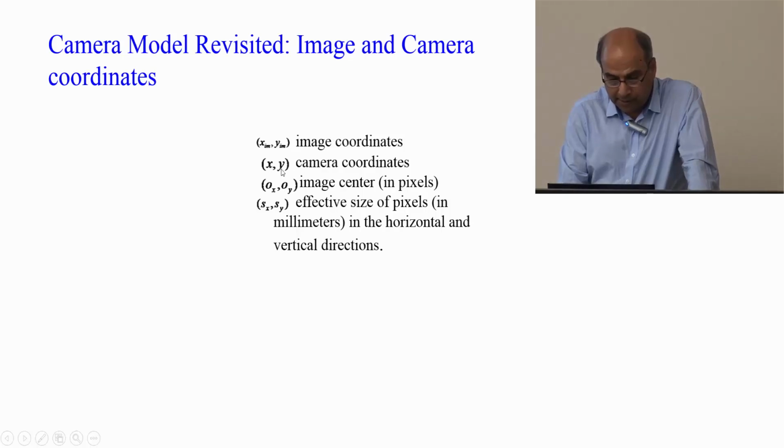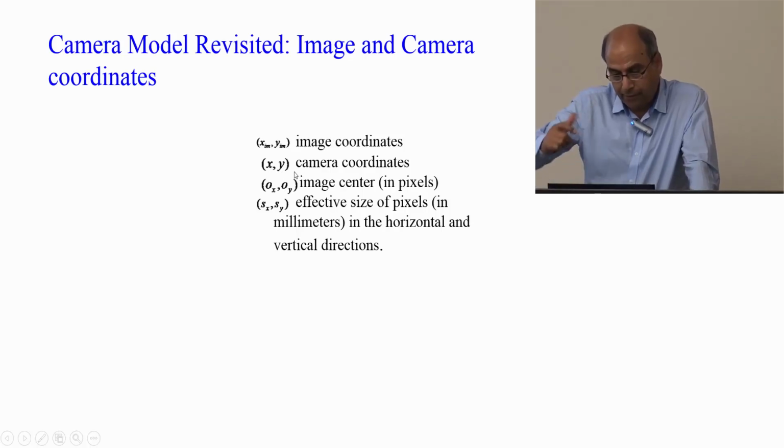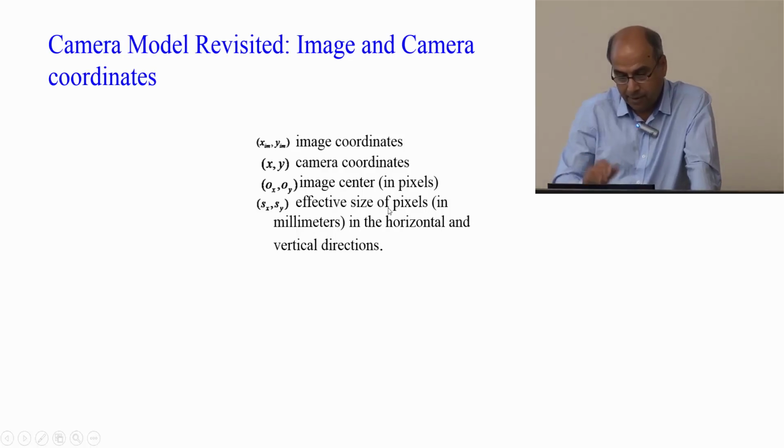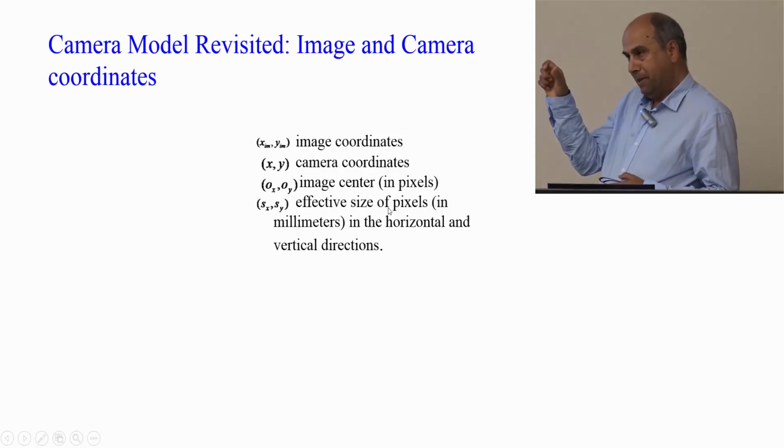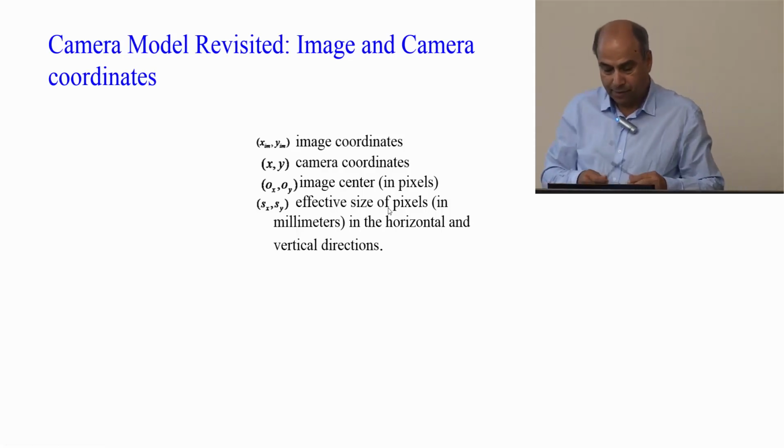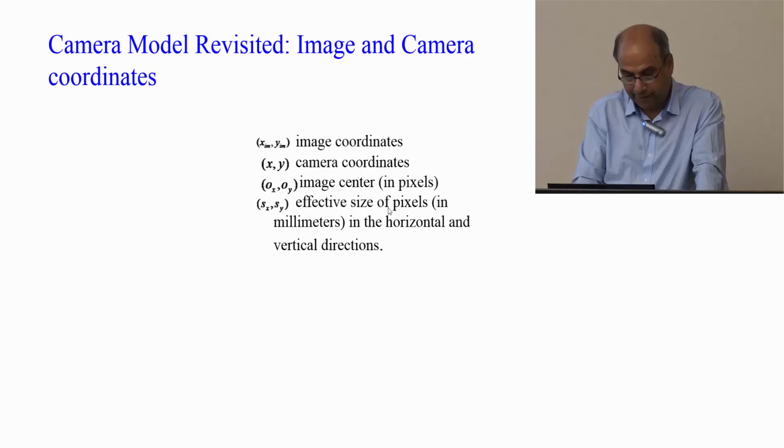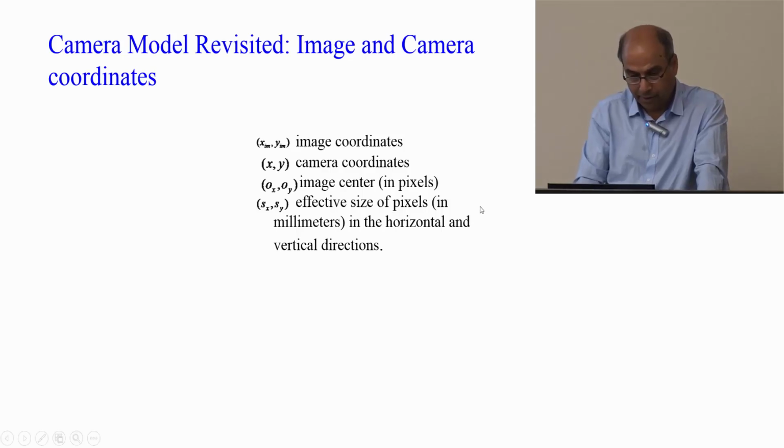So these are the camera coordinates. Then we relate this to image coordinates, which are this one, and this is the center of the image in terms of pixels, and these are the scaling things which will give you the effective size of pixels. Because you have pixels and you have millimeters, you want to relate these, so you have this scaling thing in horizontal and vertical direction.